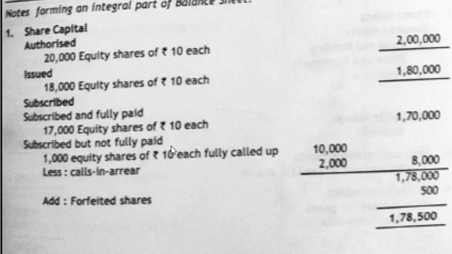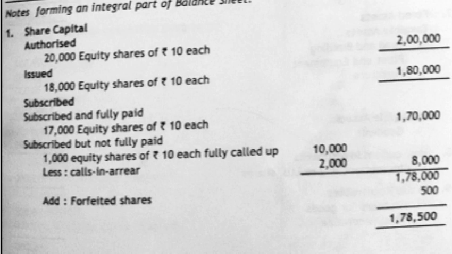When the shares are cancelled, the amount of such forfeited shares will be added to the subscribed value. What is the total number of shares the company is dealing with? So these 500 shares forfeited have been added. From 1,78,000, add forfeited shares of 500, which will give you 1,78,500. So the share capital amount is 1,78,500.